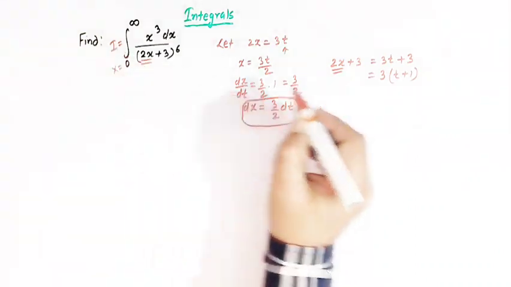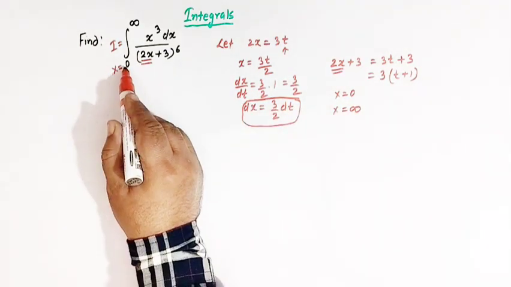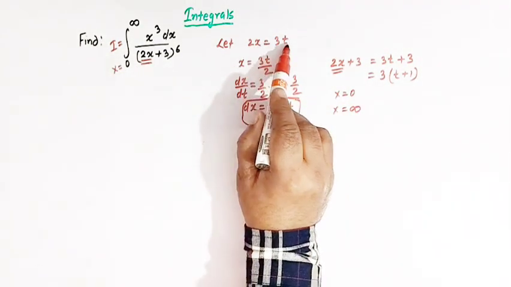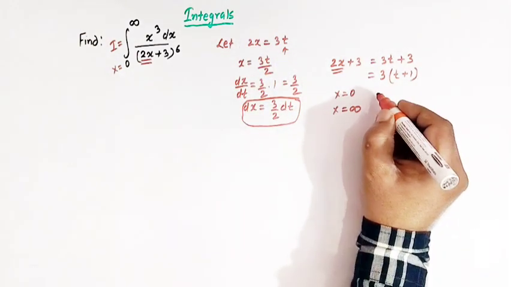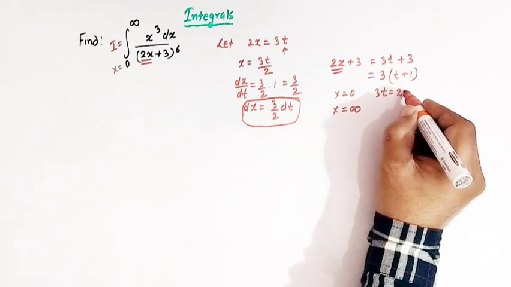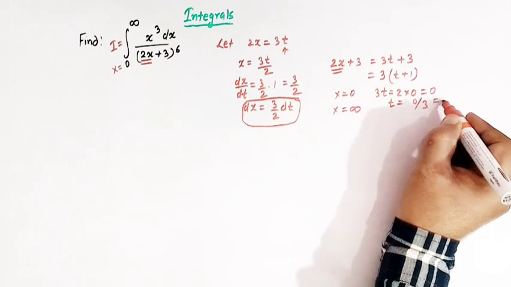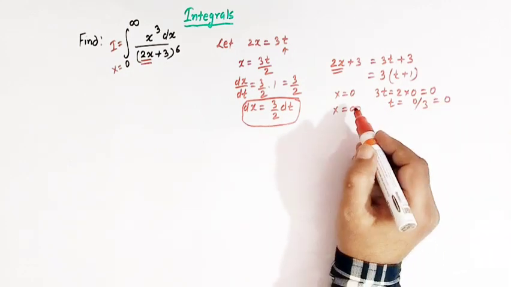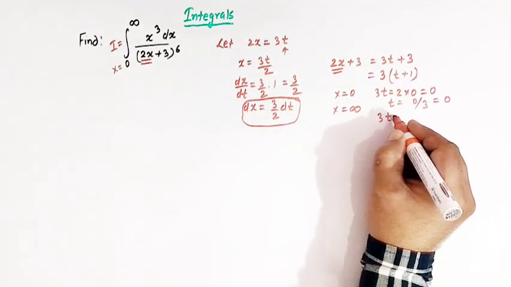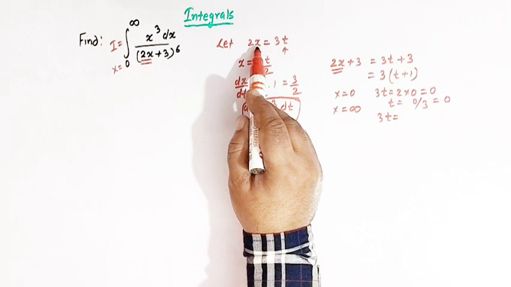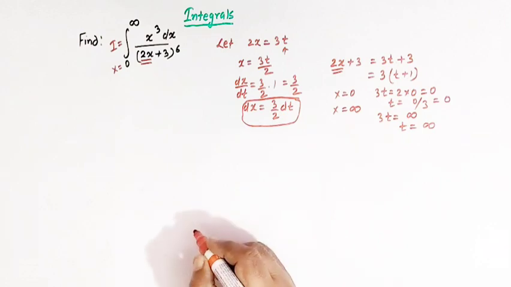So here x varies from 0 to infinity. So when x is equal to 0, we can find the value of t by substituting x is equal to 0 in this relation. So we have 3t is equal to 2 times 0, that is 0. So t is equal to 0 divided by 3, that is 0. And when x is equal to infinity, then 3t is equal to 2 times infinity, that is simply infinity, and t is equal to infinity.